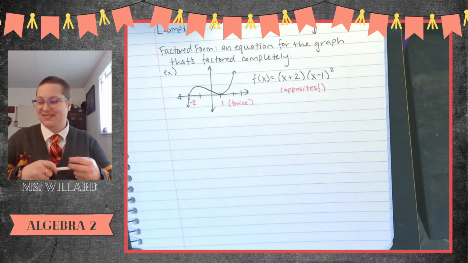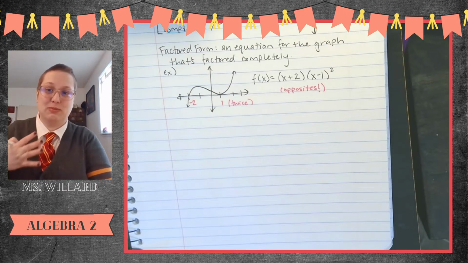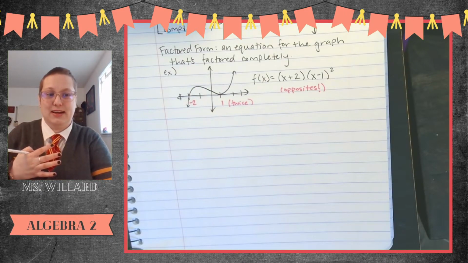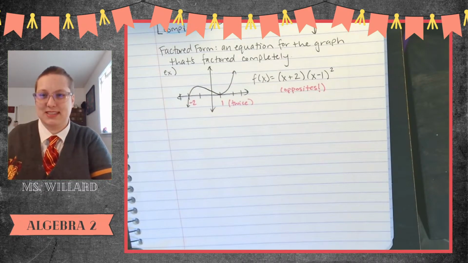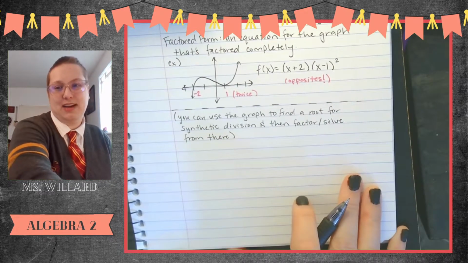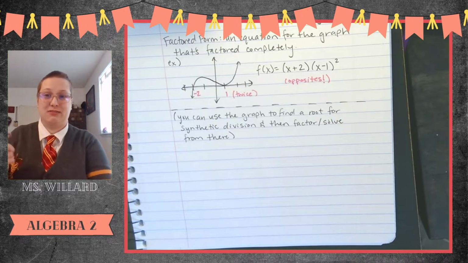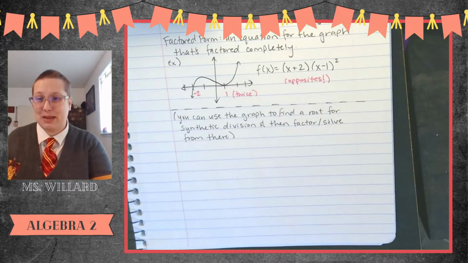Okay, keep that in mind. All right, now let's use the graph and knowing factored form to find a factor. Let's just do this together. I did some lines because we're mixing together chapter 5 stuff and unit 4 stuff, but you can use a graph to find a root for synthetic division and you can factor and solve from there. Let me show you what I mean.